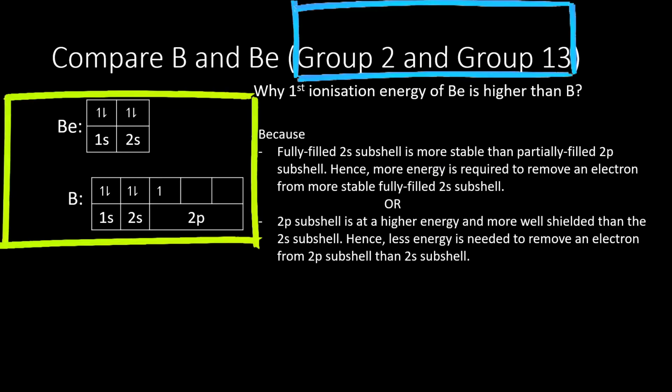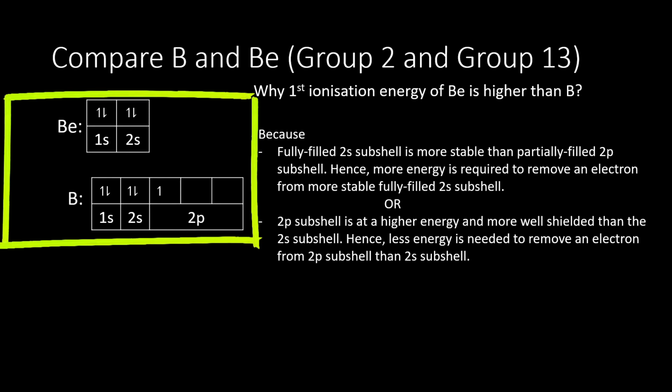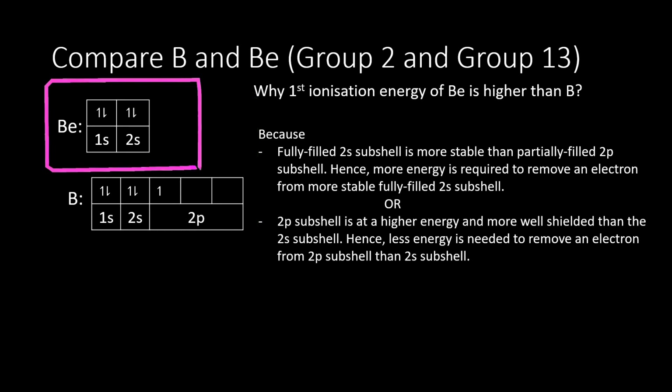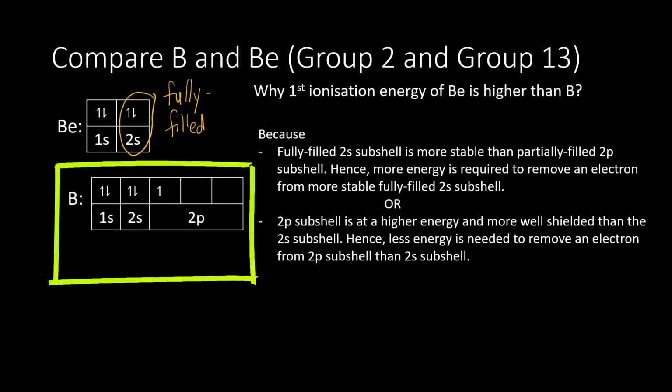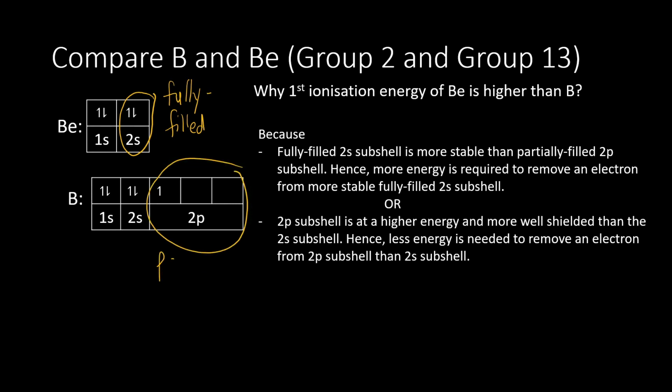For this, I use beryllium and boron as the examples. For beryllium, the electronic configuration is 1s2, 2s2. From the electronic configuration, we can see that the 2s subshell of beryllium is fully filled. For boron, the electronic configuration is 1s2, 2s2, and 2p1. The 2p subshell is partially filled.